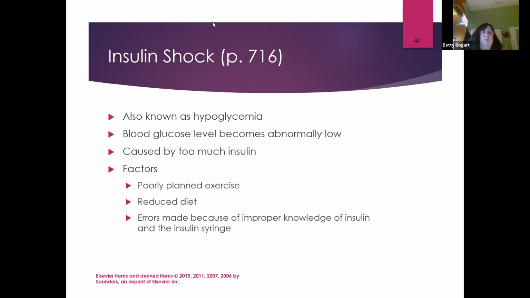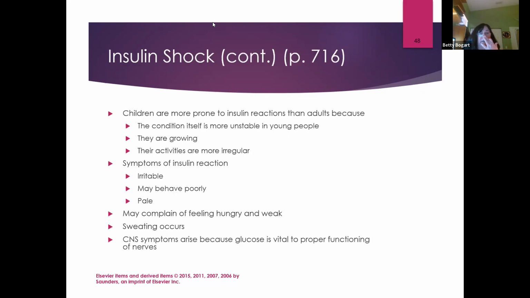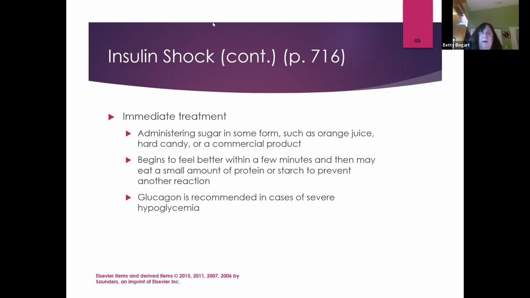And then insulin shock. Low blood sugar, hypoglycemia. What could it be from? Well, you didn't check your blood sugar before you went to exercise, or you took your insulin and you didn't eat. All of these things can cause too much insulin and can cause you to get dizzy and sweating and nauseous, all of those things. So the insulin reaction, you'll see is irritable. They're not acting right. They're sweating. They're jittery. They're hungry. They're weak. All of these things are signs and symptoms. So they need to have something right away.